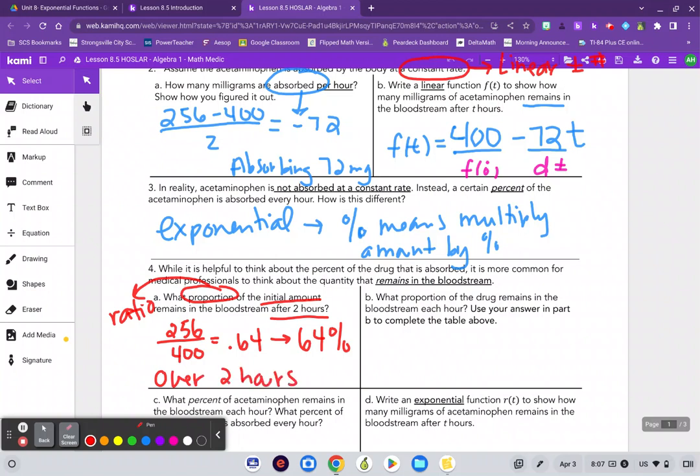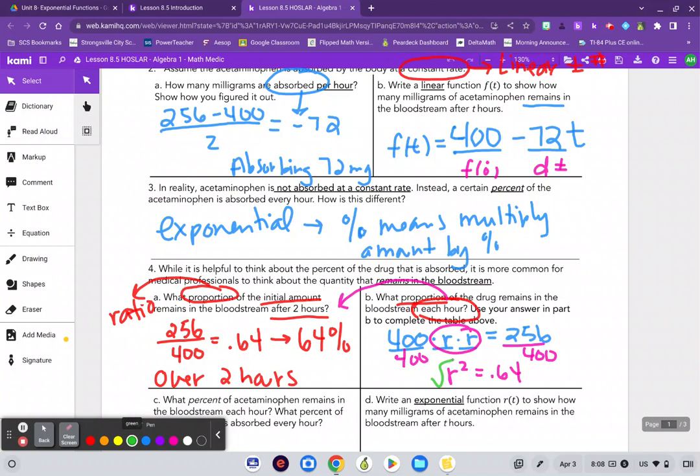I want to know now what proportion of the drug remains in the bloodstream each hour, okay? And so this is what I was talking about earlier, this idea that we started with 400, we're multiplying by R twice to get to 2 hours later. So zeroth term, to get me to the first term I multiply by R, to get me to the second term I multiply by R. That second term is 256. I'm going to go ahead and divide both sides by 400. We already did that over here, okay? And R times R is R squared. So I have R squared equals 0.64. And so I'm going to take the square root to get rid of that square. So R is equal to 0.8.